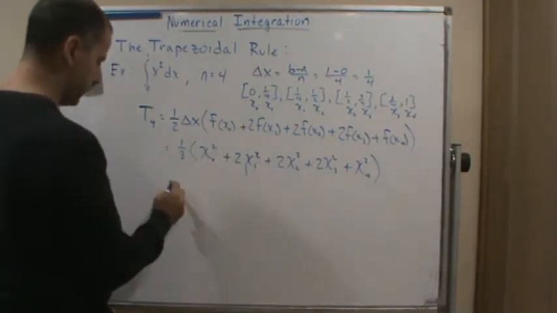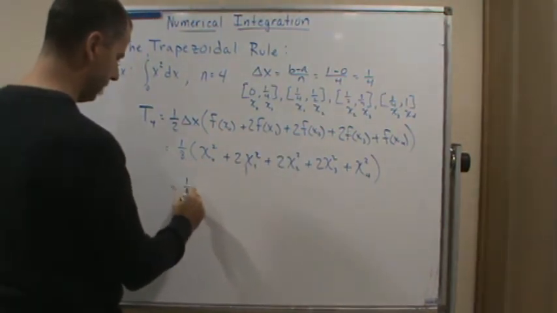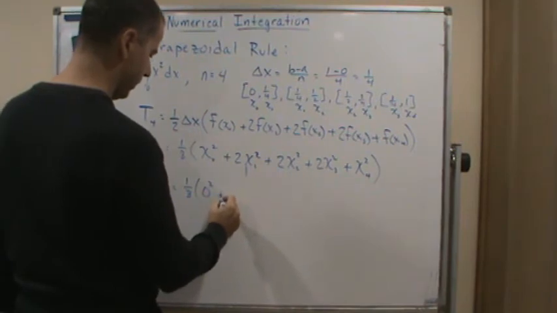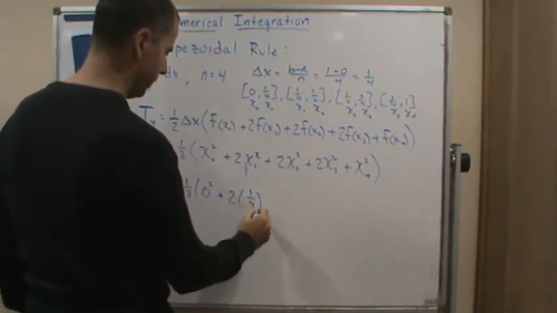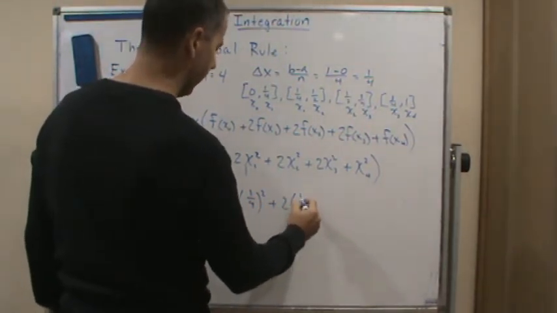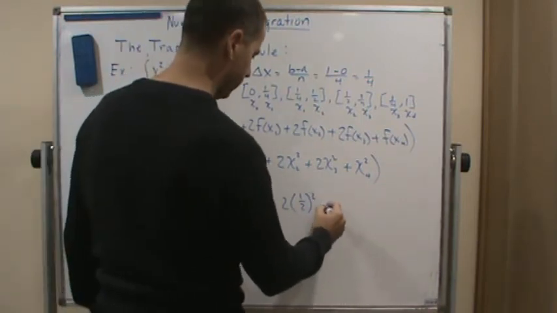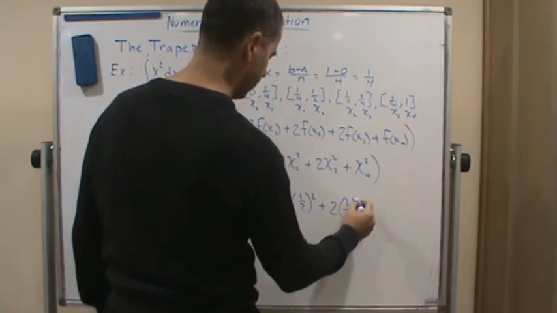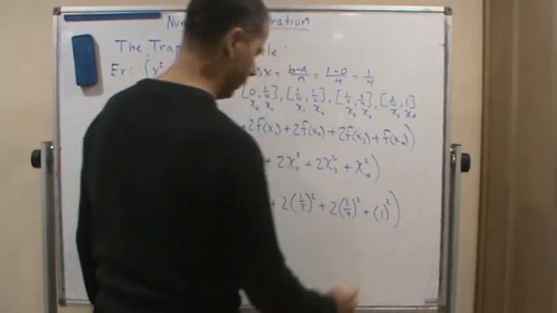Okay, so now all we do is plug and chug at this point, right? Because we've got all the values, so it's going to be 1/8 times 0 squared plus 2 times a fourth squared plus 2 times a half squared plus 2 times 3/4 squared plus 1 squared.